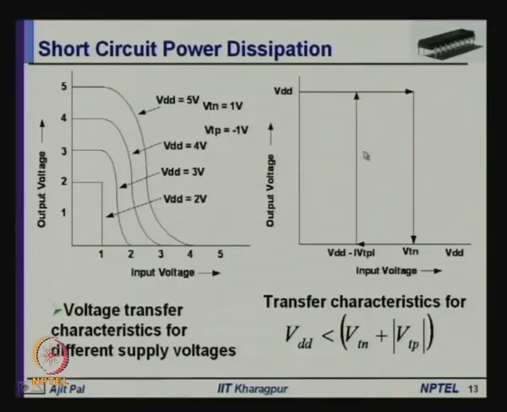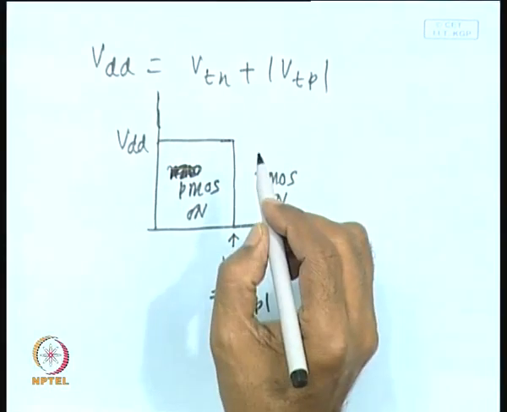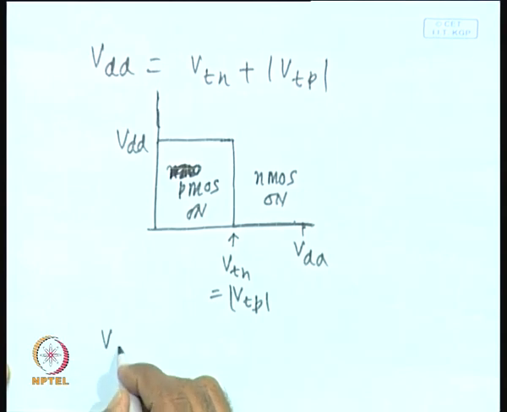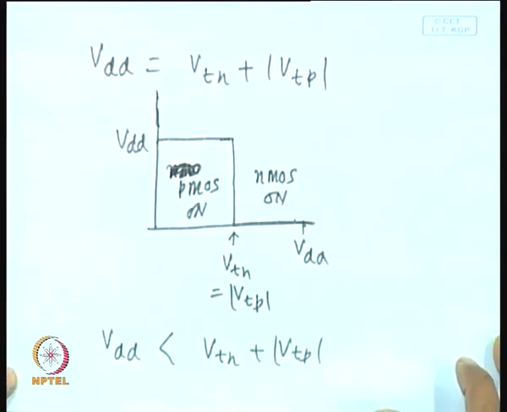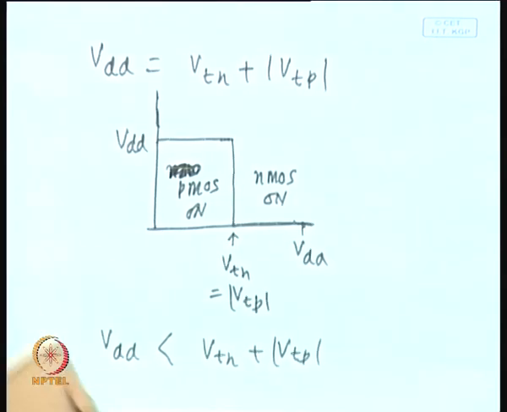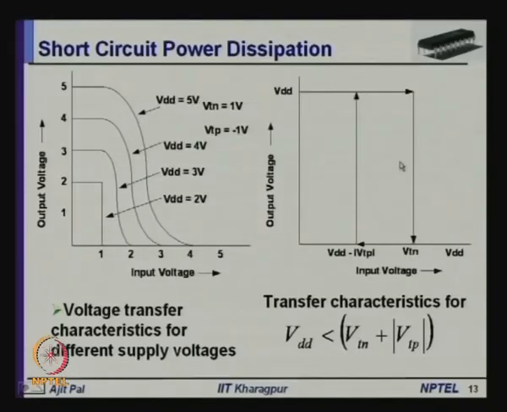And another situation is when the input voltage is less than this, that means whenever VDD is less than VTN plus VTP. Will the circuit operate in this particular case? Yes, the circuit will operate, but the transfer characteristic will have a kind of hysteresis.